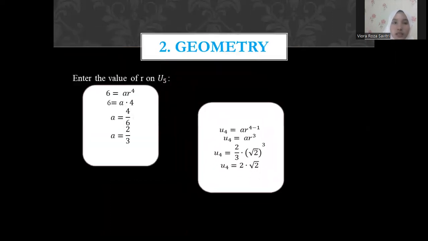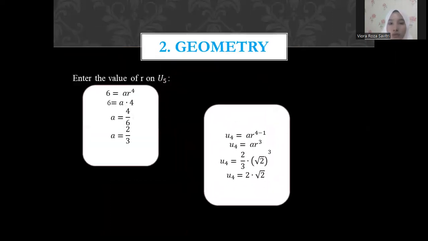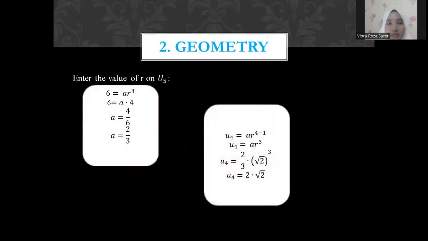Enter the value of r into U5. 6 is equal to ar to the power of 4, and then 6 is equal to a times 4. a is equal to 6 over 4, and then a is equal to 3 over 2.